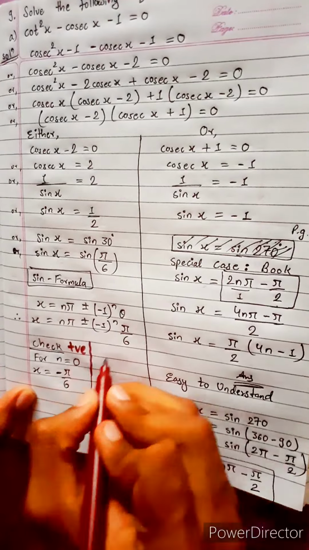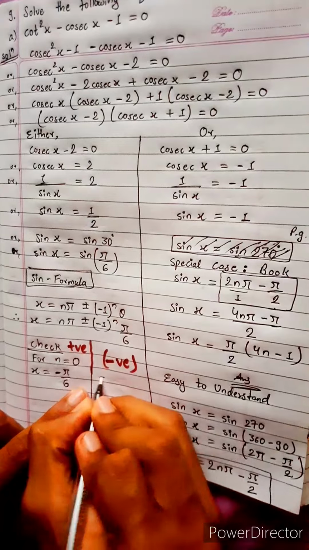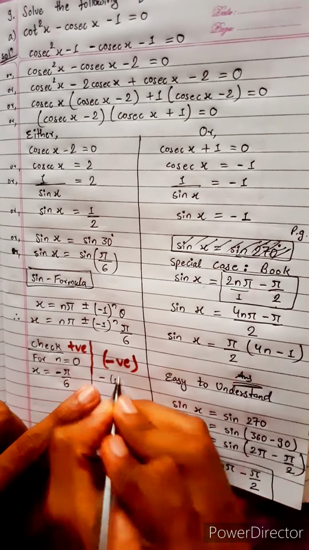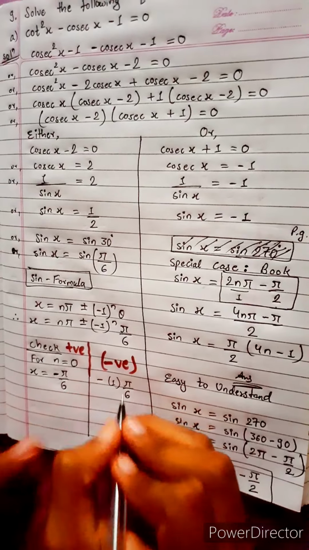Look here, 5 power 0 is 1. And also minus 5 power 0 is also 1. So minus 1 power 0 will also be 1. So it will be 1. And we are taking negative, so minus 1 pi by 6.